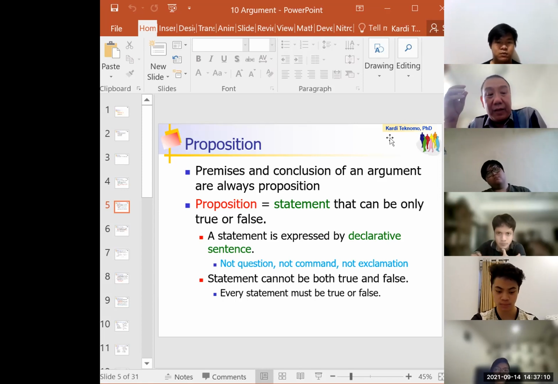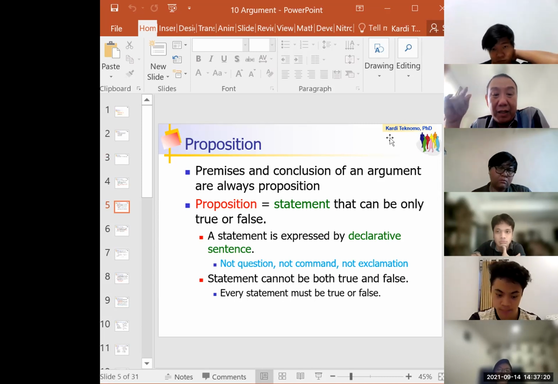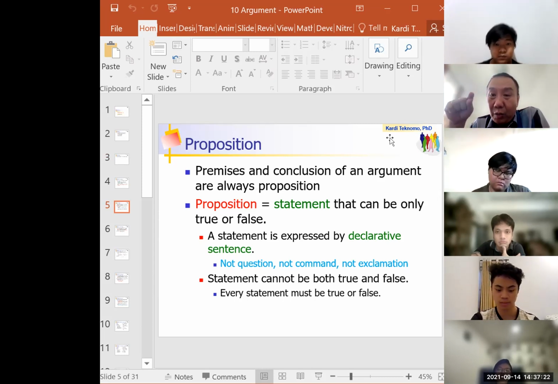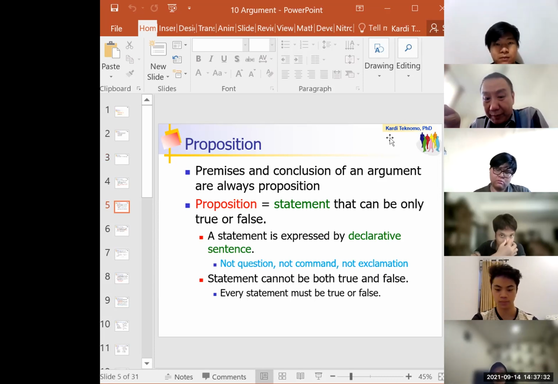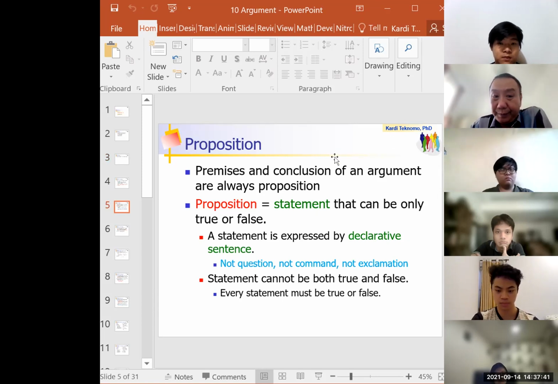It must be a declarative sentence. It's not a question. It's not a command. Without exclamation. It's a statement, but it must have a value, either true or false, and cannot be both. So then the premises and conclusion of an argument are always propositions. Clear?